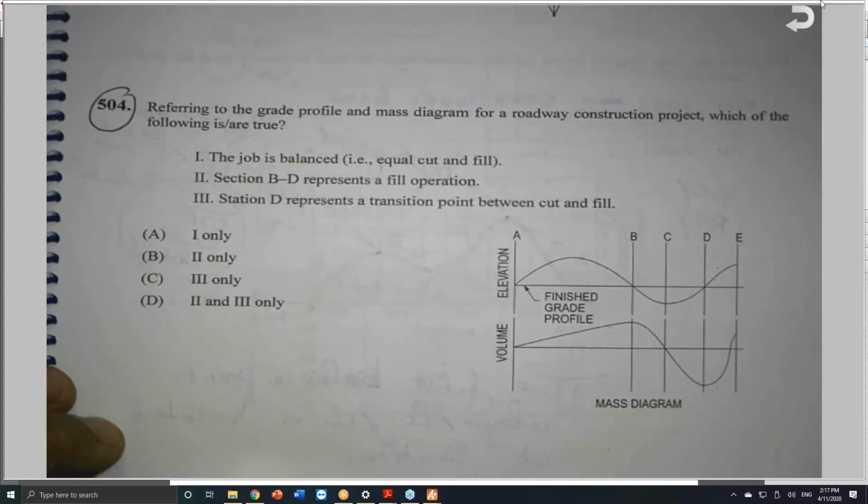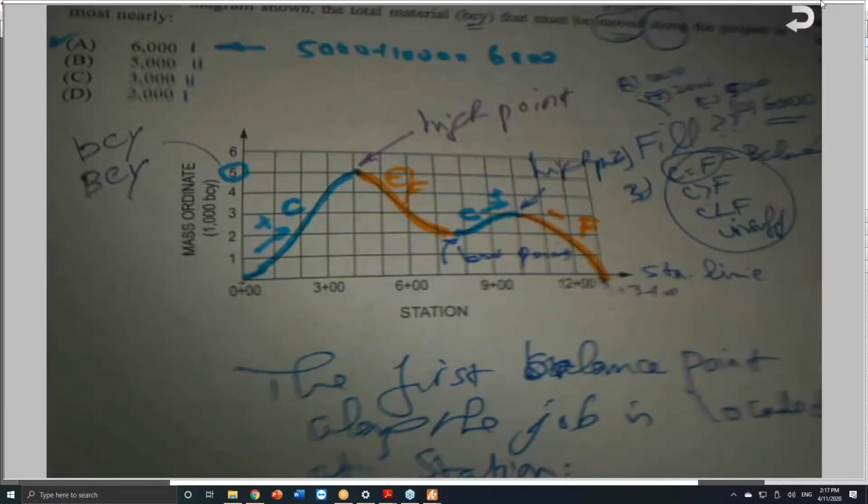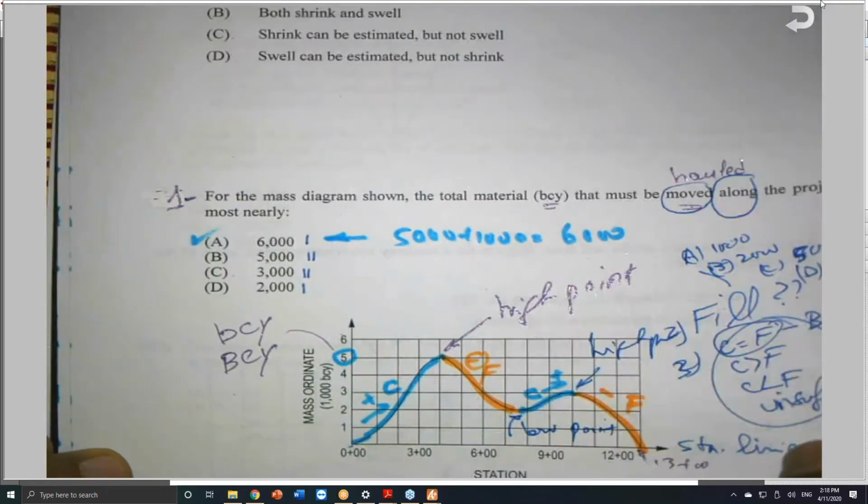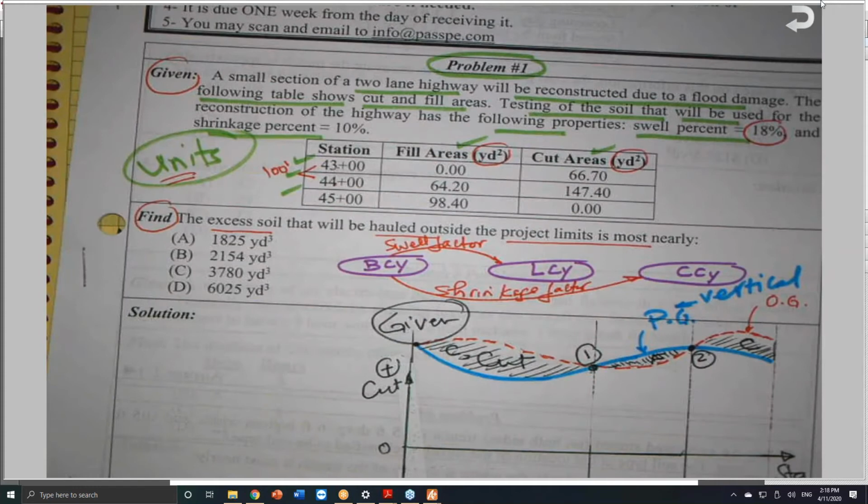504 is this for the construction BM, a mass diagram problem. And in the following page, there is another mass diagram problem also given. So a mass diagram could be a target for a question. So let us be ready for that, just in case. And if you understand the concept of the mass diagram, it doesn't matter which problem they are going to give you, the concept is going to help you to understand.